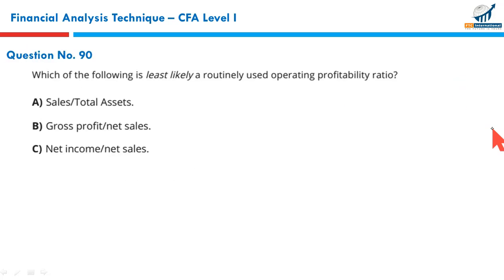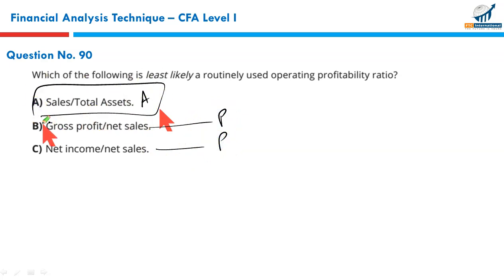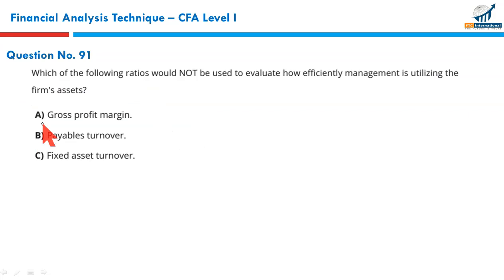A it is. Which of the following is least likely a routinely used operating profitability ratio? Sales upon total assets turnover. This is the assets, it's an activity measure. Gross profit to sales is gross profit percentage of profitability. This is not a profitability one. We need to find the one that is not a profitability measure, that is A.